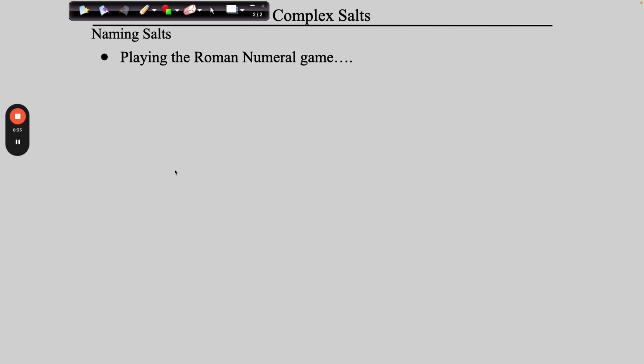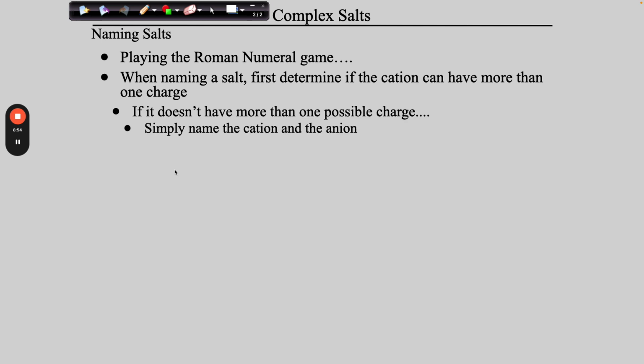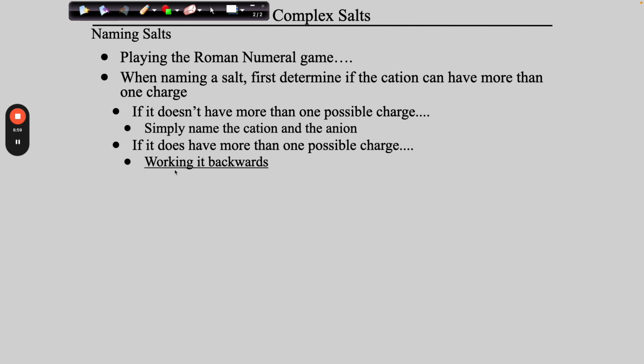Again, guys, the tricky bit about these is Roman numerals. So you need to learn to play the Roman numeral game. When you are naming these things, the first thing you're going to do is determine if the cation can have more than 1 charge. Guys, if it only has 1 charge, all you got to do is name the silly thing. Name the cation, name the anion, and you're out the door. But if it can have more than 1 possible charge, you've got to figure out the Roman numeral. And we do this by working it backwards. It's mathematical: a multiplication, an equals step, and then a division. By doing this, you will be able to figure out the Roman numeral.